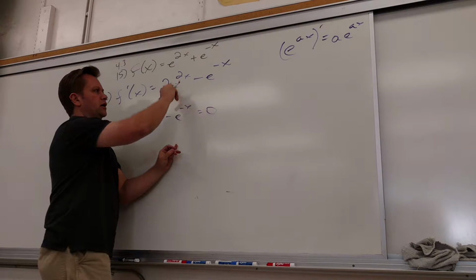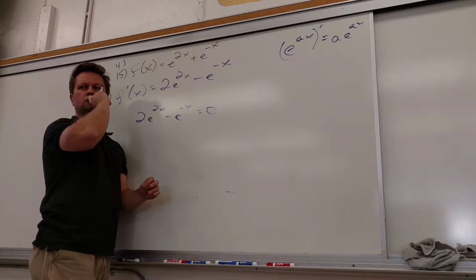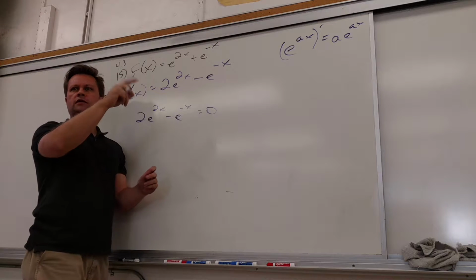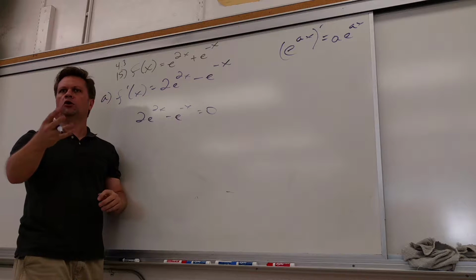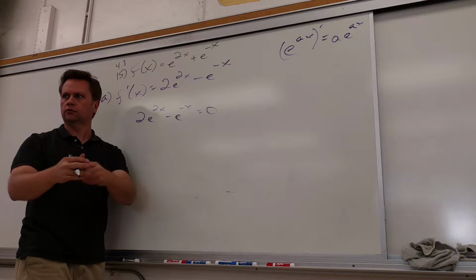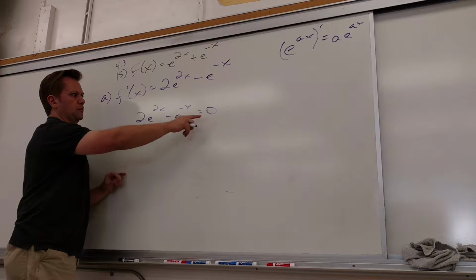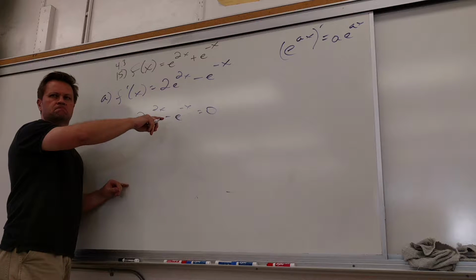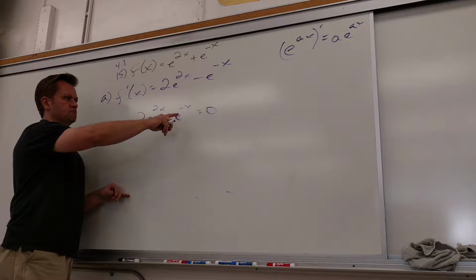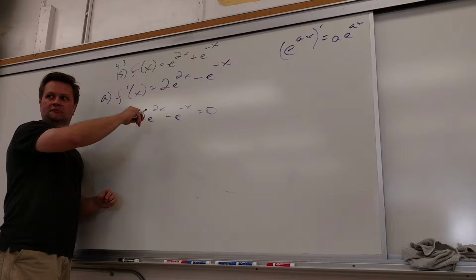How about this real quick? Is there anywhere where it's undefined? No, because e to no power can become 0. In fact, no number to a power can become 0. The limit would be 0, but it would never get there. So I could multiply both sides by e to the x.